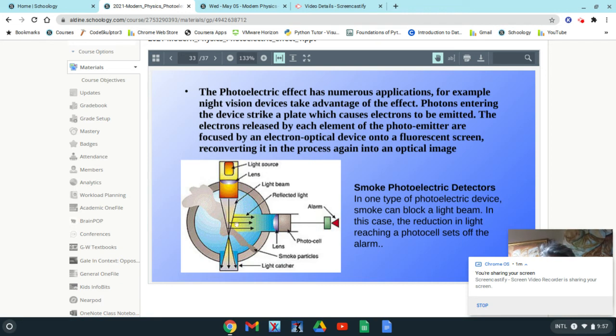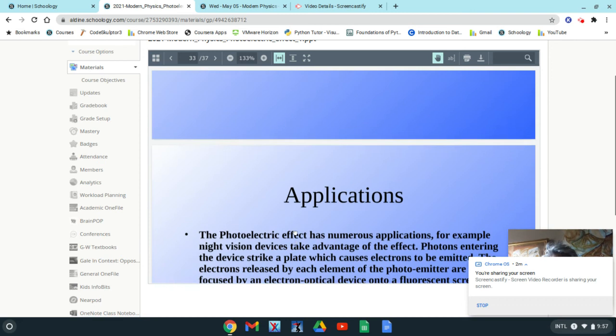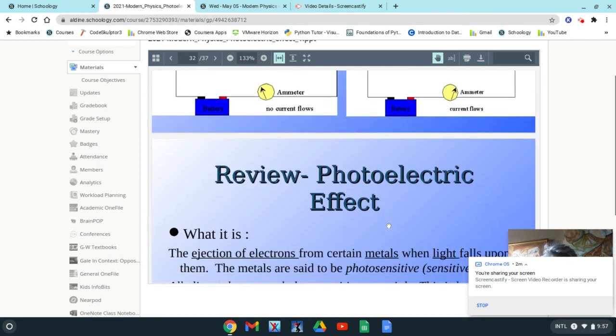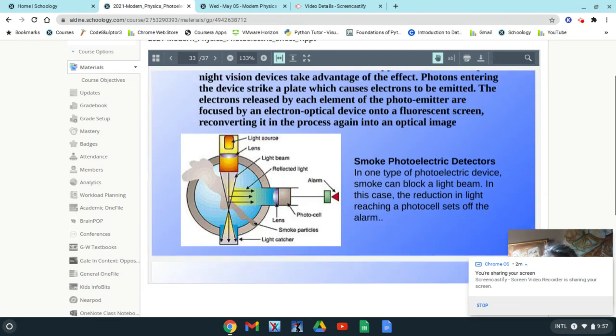As smoke comes in the way, then the light does not make it to the other end because the smoke diffuses the light. It doesn't get to the other end. And so we go back to that circuit: if light doesn't fall on there, then the current stops flowing, and that can set up an alarm. And that could be the way that you detect smoke in the room because it blocks out the light that is going from one point to the other.